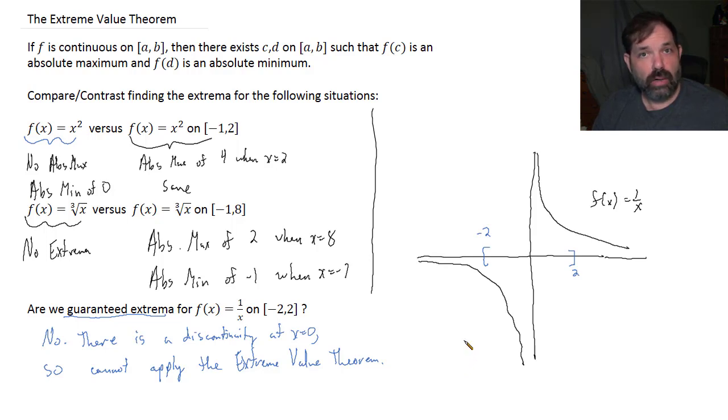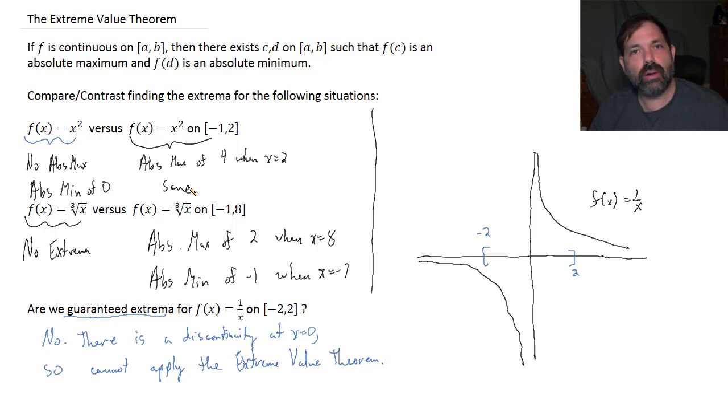All right, so we have to be careful about situations like that. We have to check the continuity of the function before we try to apply the theorem. Now, if we go back for a moment to the x squared, notice that we did get an absolute minimum of 0, but it didn't occur at the end point. It occurred somewhere inside the domain, somewhere in the middle of the domain.